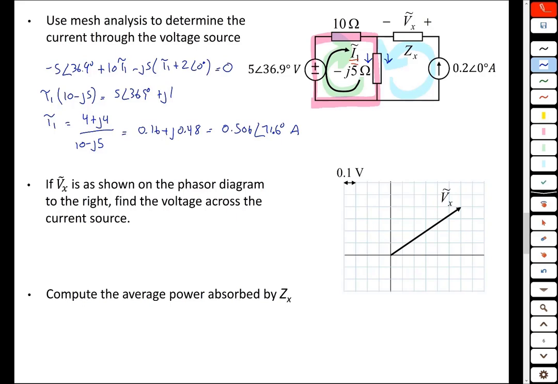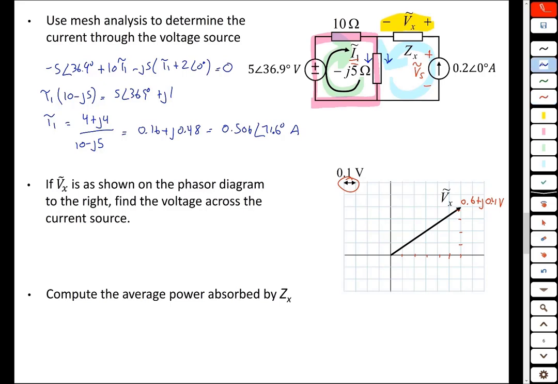So in the second part, we're told what the value of Vx is. Vx is the voltage across this unknown impedance. We're told the voltage from the phasor diagram, and we're asked to find the voltage across the current source. So we're asked to find this voltage here. Let's call this Vs phasor. So we're given Vx. Notice the scale here is each of these blocks is 0.1 volts, so it's 1, 2, 3, 4, 5, 6, 1, 2, 3, 4. It's 0.6 plus J.4 volts is Vx.